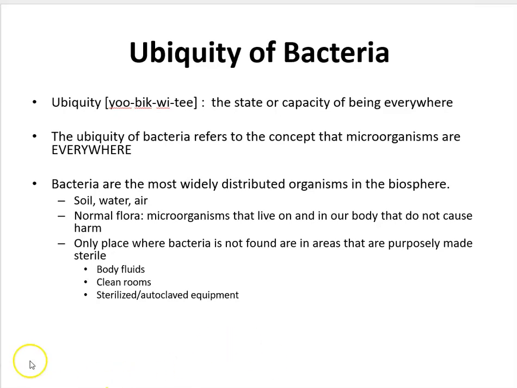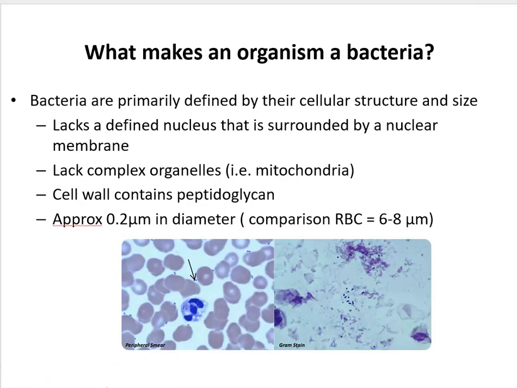Okay? All right. So again, what makes an organism a bacteria? We've kind of gone through this. It's defined by their cell structure, their size. We talked about they lack a defined nucleus. They have a membrane. They have a cell wall that contains peptidoglycan. They don't have membrane-bound organelles. They do have ribosomes, and they're small.